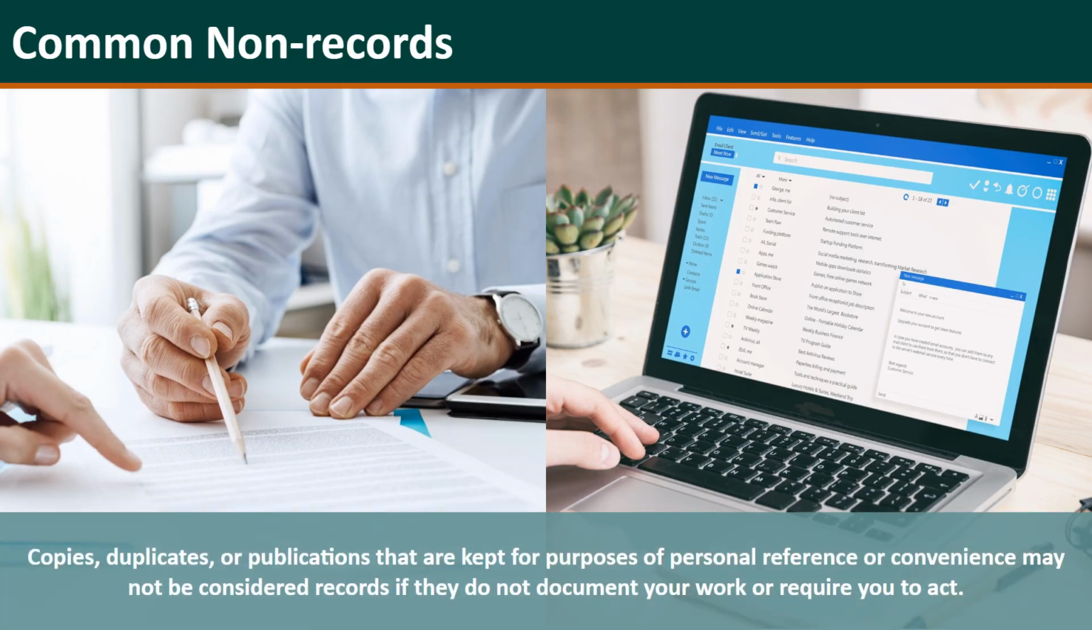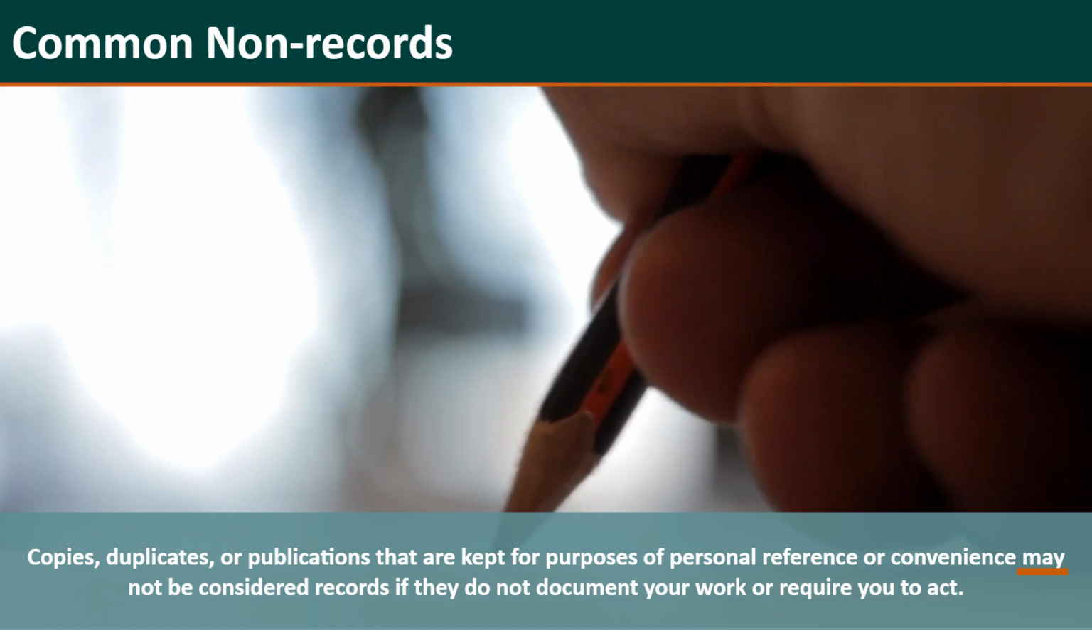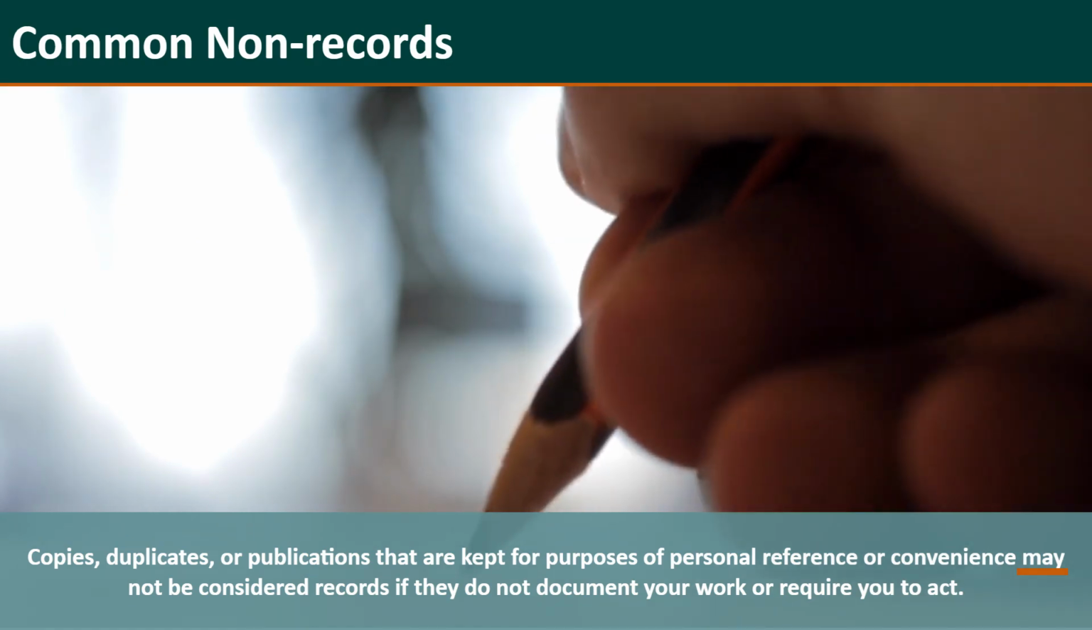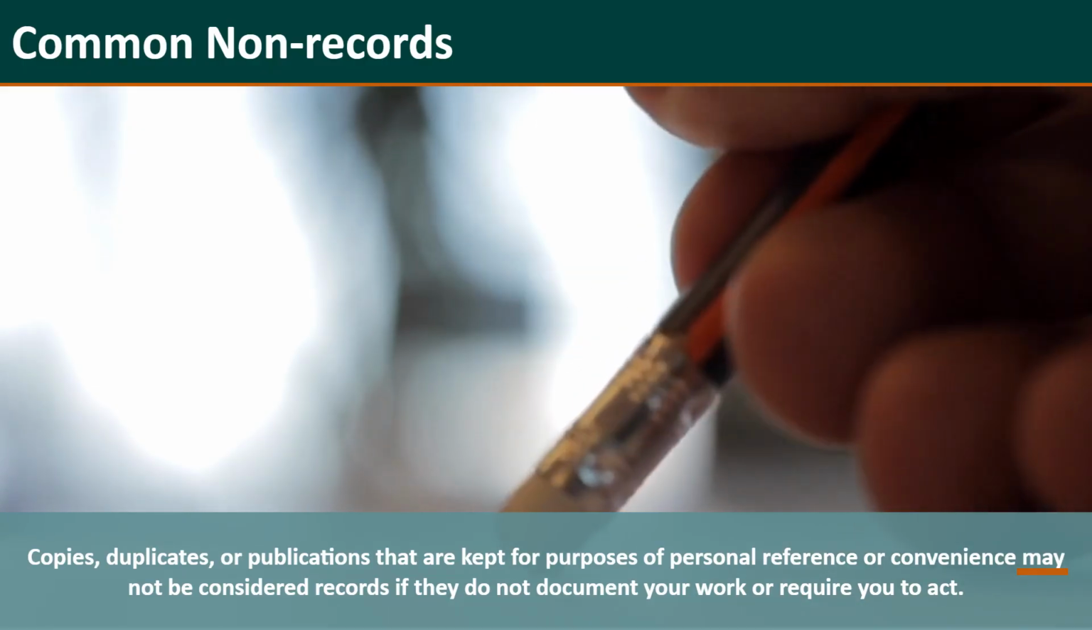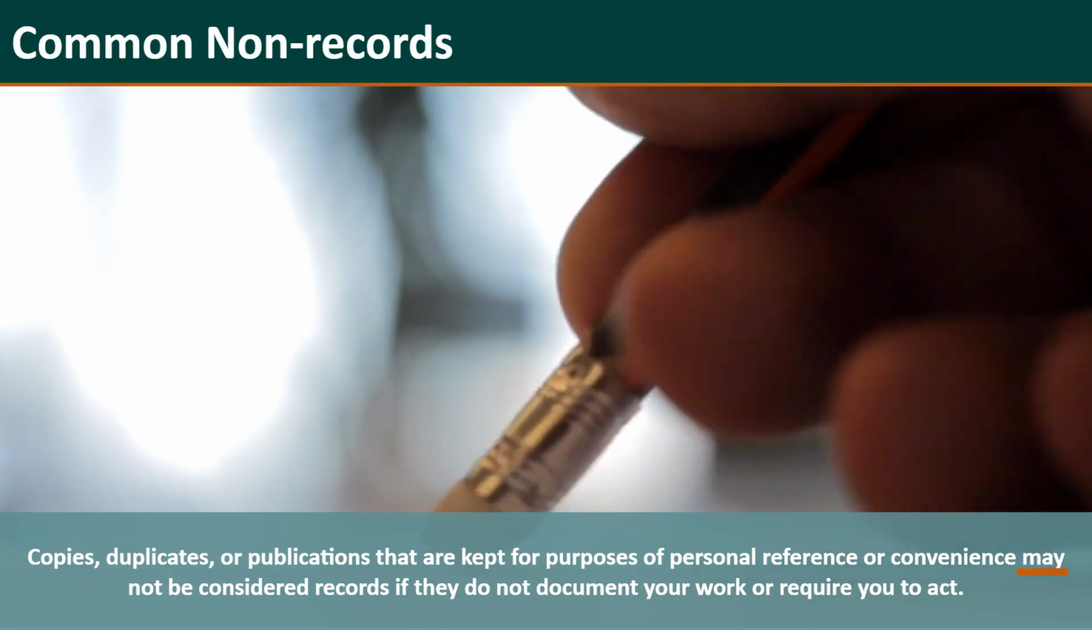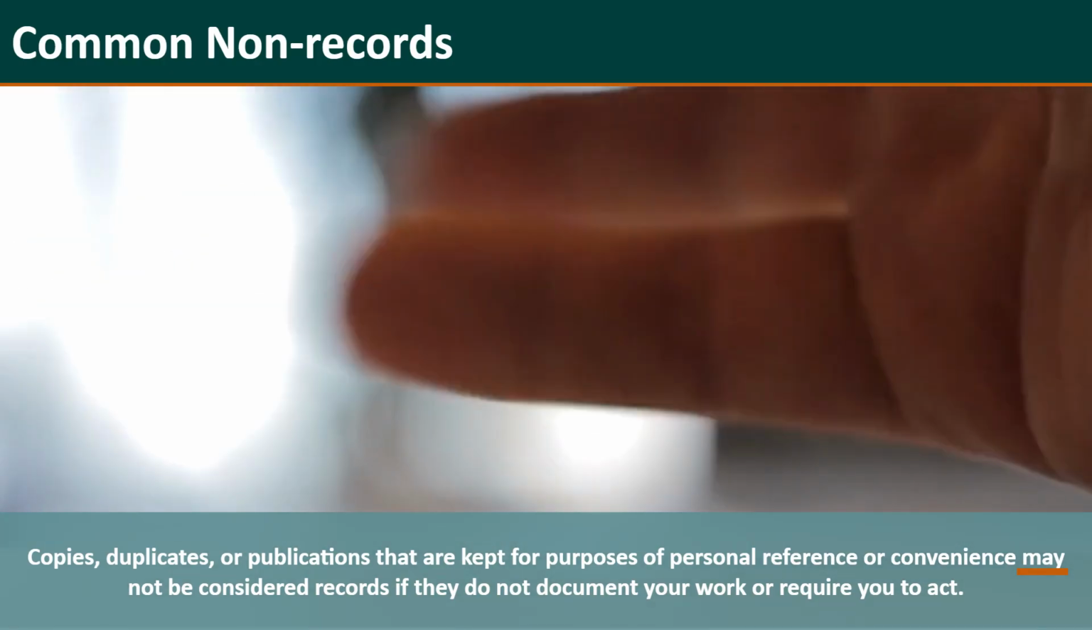Copies, duplicates, or publications that are kept for purposes of personal reference or convenience may not be considered records if they do not document your work or require you to act. There is emphasis here on the word may. Copies may not be records with retention value. Consider this scenario. A copy of a document contains handwritten notes from your division chief or other high-ranking person. What if those notes are about a big decision they made or another important subject? If so, then that copy should be considered a record.